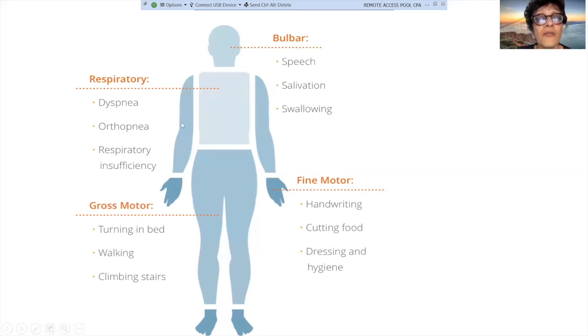And involvement of the respiratory muscles as well as the bulbar muscles can affect the respiratory function of normal gas exchange. And this can manifest in many different ways, like shortness of breath, difficulty lying down, and ultimately it can lead to what we call respiratory failure. In addition, involvement of the bulbar muscles, or the throat muscles, can impair speaking, swallowing, and also controlling the saliva, which can ultimately affect the function of the respiratory system.